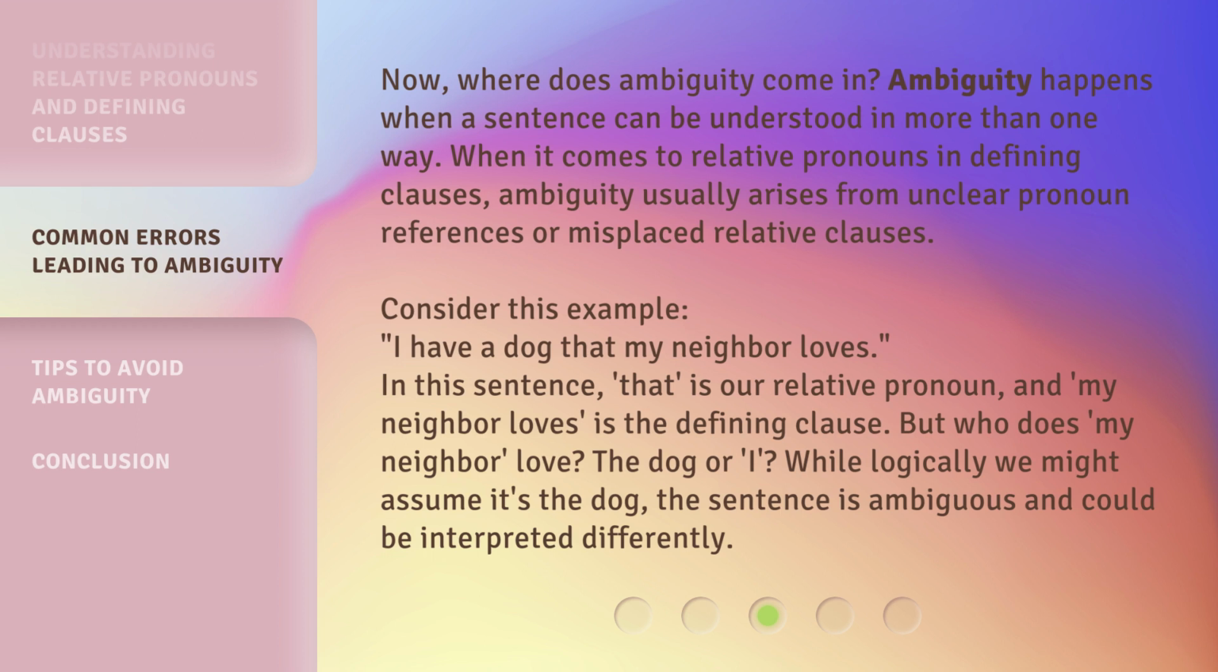Consider this example: I have a dog that my neighbor loves. In this sentence, that is our relative pronoun, and my neighbor loves is the defining clause. But who does my neighbor love? The dog or I? While logically we might assume it's the dog, the sentence is ambiguous and could be interpreted differently.